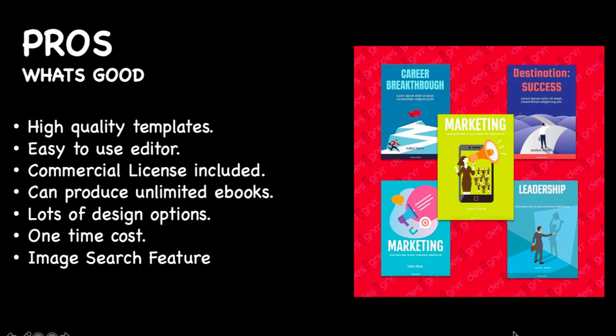Now the pros, I do like the quality of the templates. The editor's easy to use. Once you get used to all of, there's so much functionality on there. Once you get used to that, it's reasonably easy to use. There is a commercial license included. You can produce unlimited ebooks. There's lots of design options. There is more actual templates than you get on the front end of Scribble. It is a one-time cost. There is a really nice image search feature.